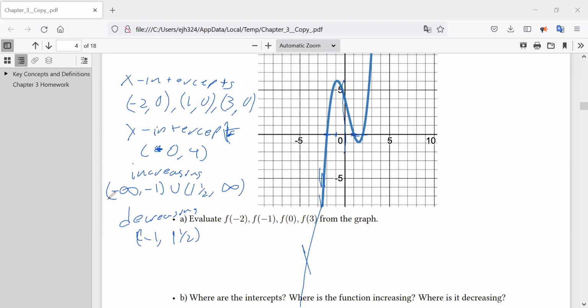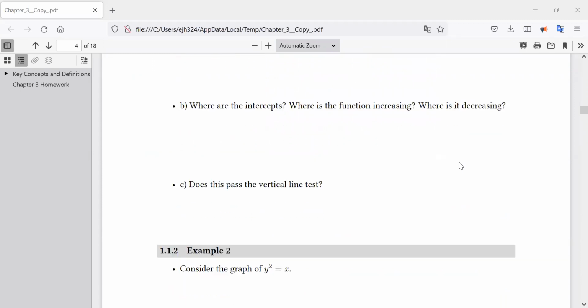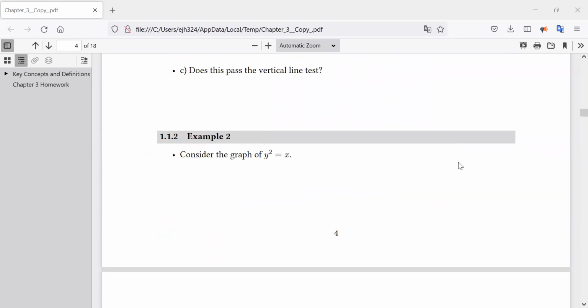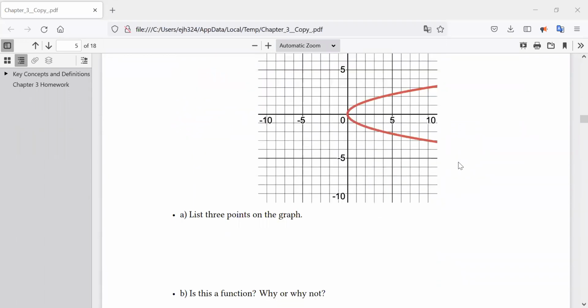And we'll have all of these with parentheses instead of brackets, because at this point it's neither increasing nor decreasing. When it switches, it's neither increasing nor decreasing. Does that make sense to people? Cool. And does this pass the vertical line test? We already said yes. So we'll add this guy.